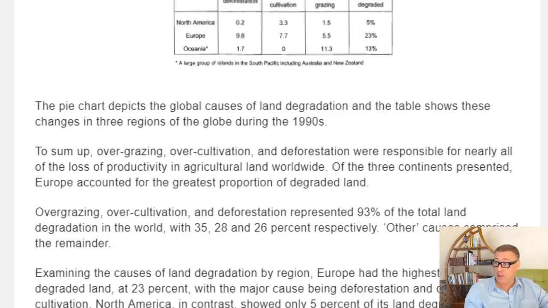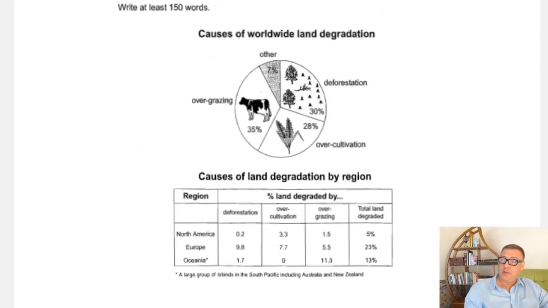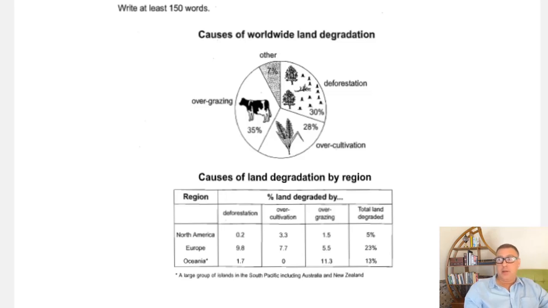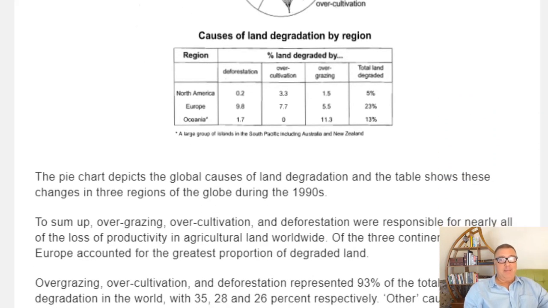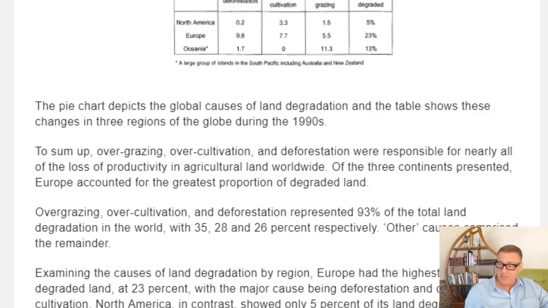To sum up, overgrazing, overcultivation, and deforestation were responsible for nearly all of the loss of productivity in agricultural land worldwide. So if we look at this, 30%, 28%, 35%. Now you're often going to talk about the highest one, the lowest one, etc. Except here, the highest one, 35, 28, they're all approximately the same. They're very, very similar. And the only real different one is other. Since we don't know what that is, I just left that detail out of my overview. And basically I'm saying that overgrazing, overcultivation, and deforestation are responsible for nearly everything. So I'll go into percentages later, but that's the main point.